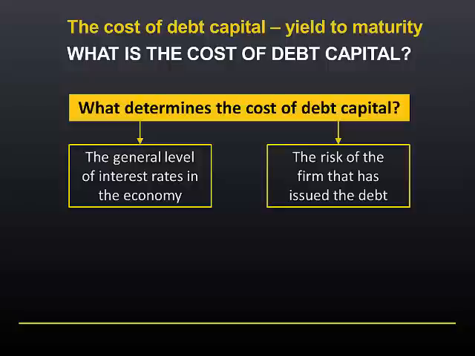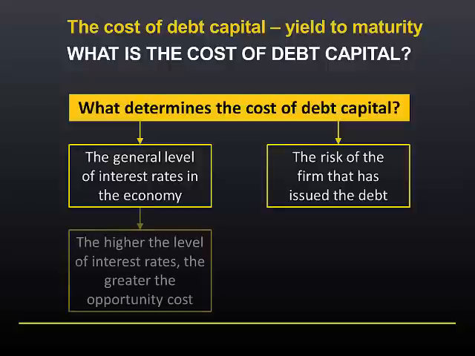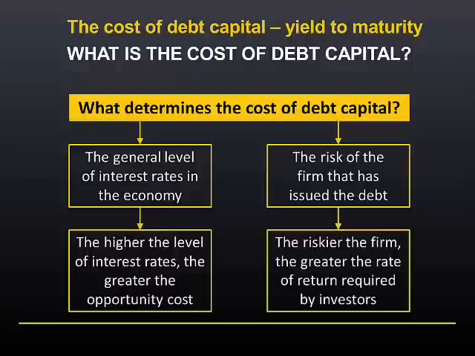The reason that the general level of interest rates determines the cost of debt capital is because the general level of interest rates reflects the opportunity cost. The greater the return that you could get from other investments, the greater your required return on a particular investment. And the reason that the risk of the firm influences the cost of debt capital is that the riskier the firm, the greater the required rate of return by investors to compensate them for taking on the risk of investing in the firm's securities.